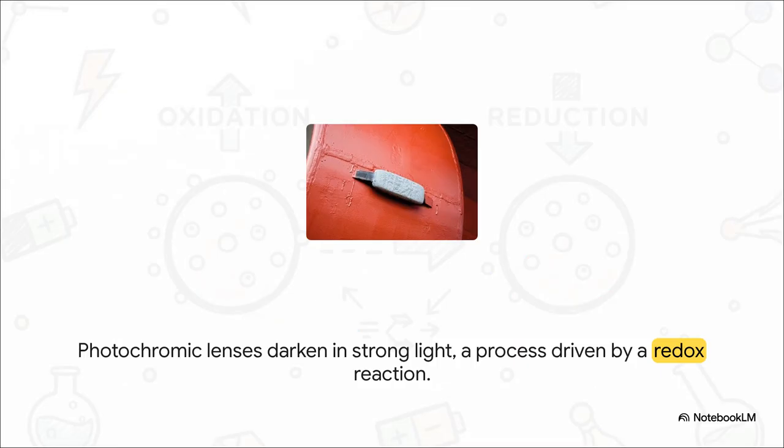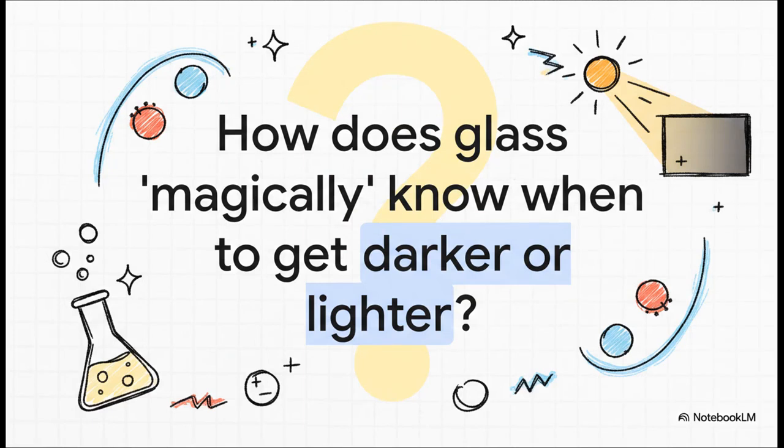So let's start with something you've probably seen 100 times, self-darkening glasses. You walk outside into bright sunlight and boom, they turn into sunglasses. Then you go back inside and they lighten up again. It almost feels like a little bit of magic, doesn't it? But of course, it's not magic, right? It's all chemistry. So what is the secret? What's going on inside that glass that allows it to react so perfectly to a little bit of sunlight?